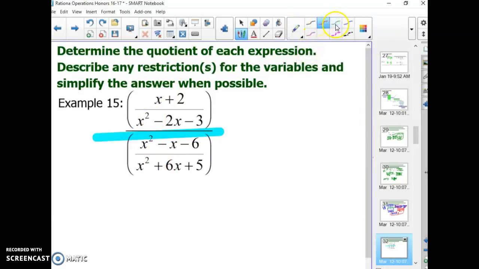Okay, I'm going to factor the top. That one I'm good on. Let's factor the bottom. We've already factored this before. Negative 3, positive 1, and I get x's. So I know right here on the restriction, x can't equal 3 or negative 1.